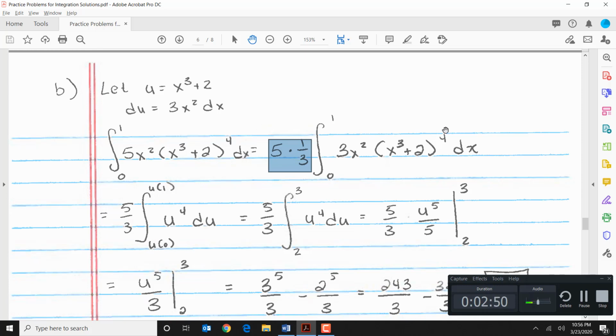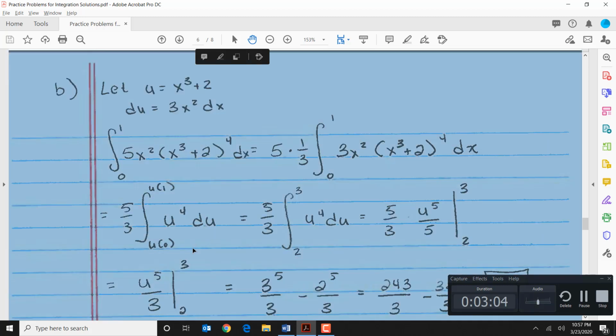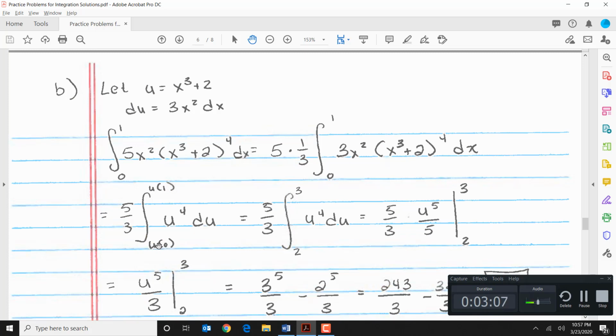Now, instead of integrating this in terms of u and then plugging back in x to plug in my original bounds of 0 and 1, I changed the bounds. I changed the bounds to u at 0 and u at 1. So when I plug in x equals 0, I get 0 cubed plus 2, which gives me 2. And when I evaluate u at 1, I get 1 cubed plus 2, which gives me 3.